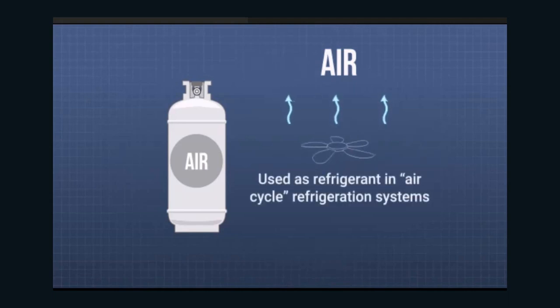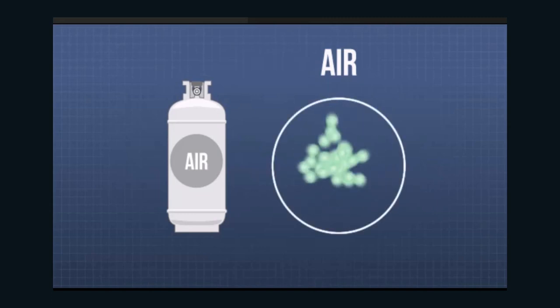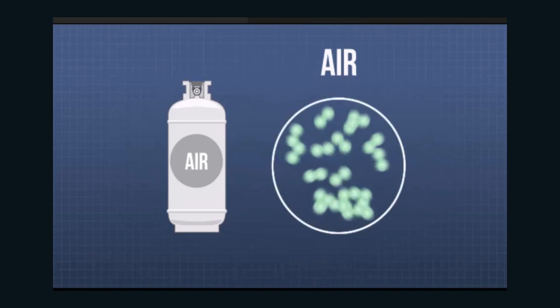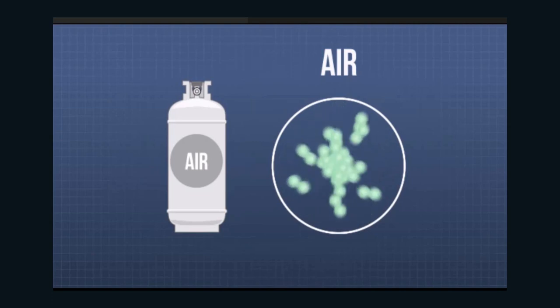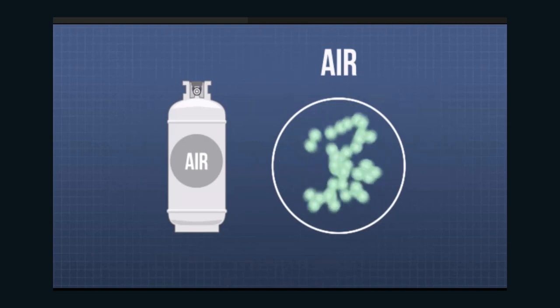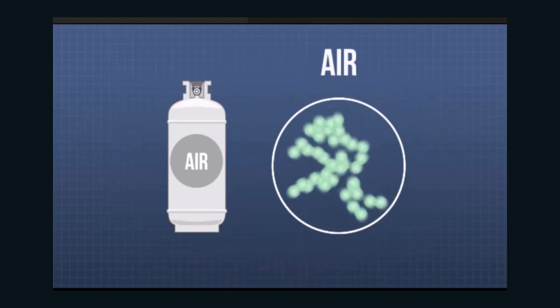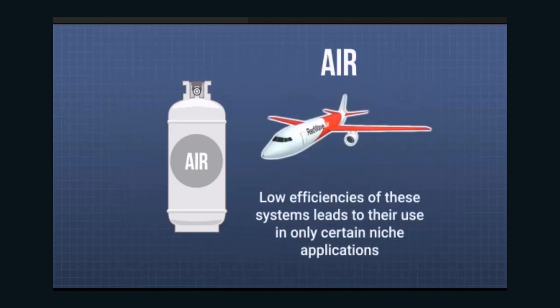Air. Air is used as the refrigerant in air cycle refrigeration systems. In these systems, air does not change phase. It remains a gas. The lack of phase change dramatically reduces the amount of heat that is transferred. The low efficiencies of these systems leads to their use in only certain niche applications, such as aircraft cabin air conditioning.